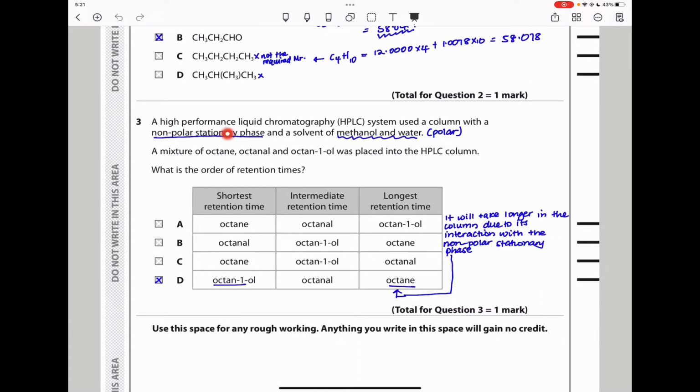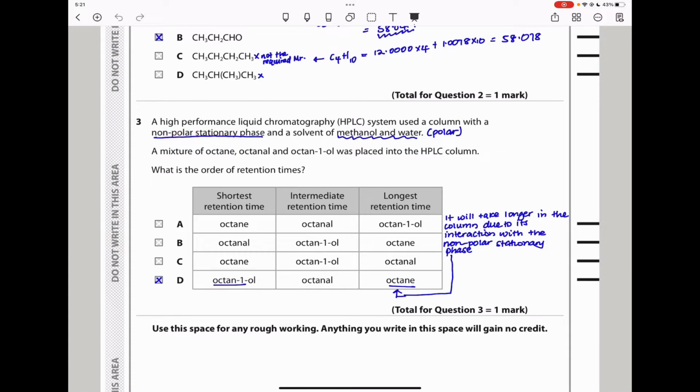Remember, if the stationary phase is non-polar, it means the non-polar substances within the compound or mixture of compounds you're trying to analyze will interact with the stationary phase more, and therefore are going to have longer retention times. So they say, and a solvent of methanol as well as water. So this one here is polar. So they say a mixture of octane, octanol, and octan-1-ol was placed into the HPLC column. What is the order of the retention times?